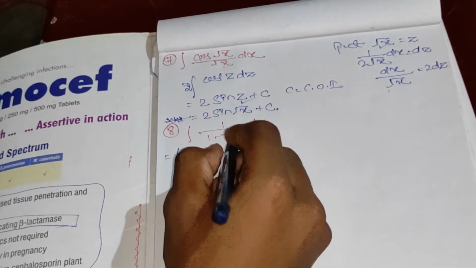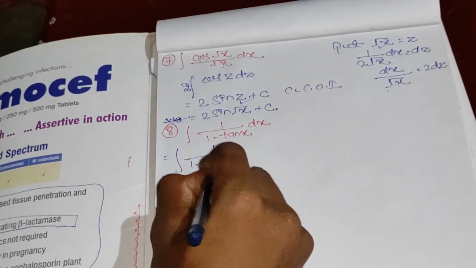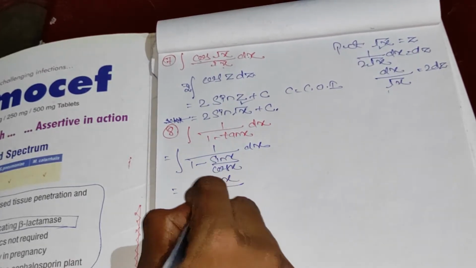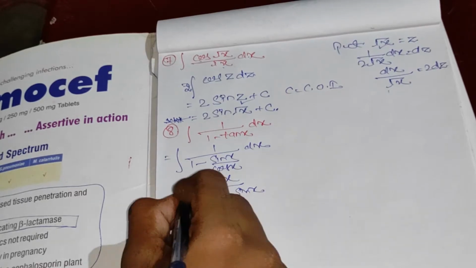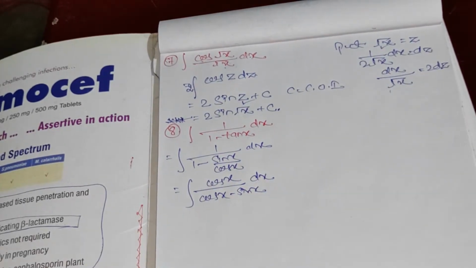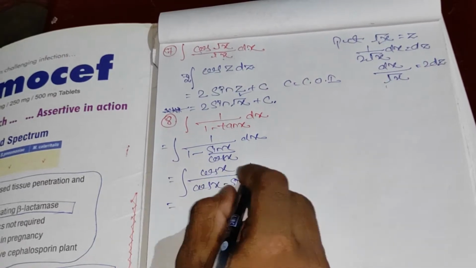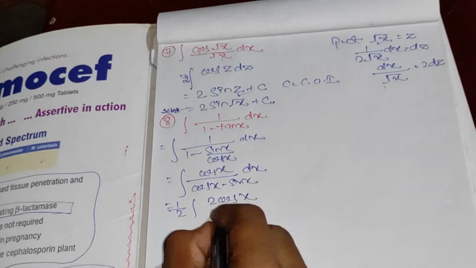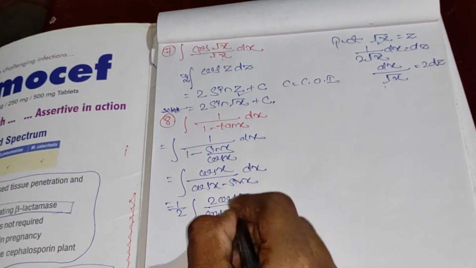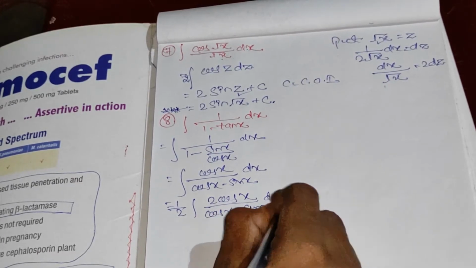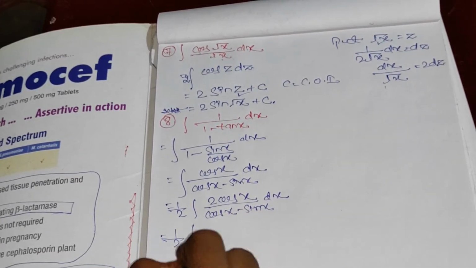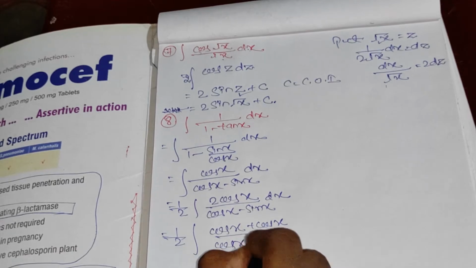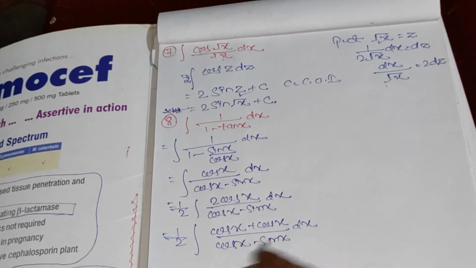So we will write 1 minus tan x, we can write as sin x by cos x dx. So it becomes the integration of cos x divided by cos x minus sin x dx. Okay, now here are 2 terms. Now we will multiply and divide by 2, so 1 by 2 times 2 cos x divided by cos x minus sin x dx. We can write 2 cos x as cos x plus cos x.